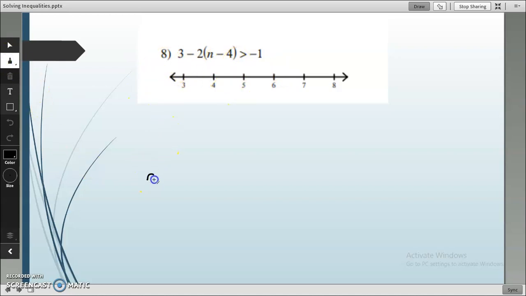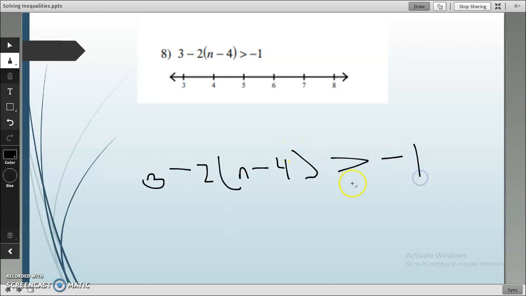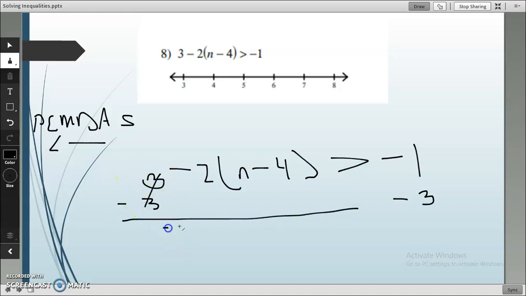We have 3 minus 2 times n minus 4 is less than -1. Well, just like I would solve an equation, I would follow my PEMDAS in reverse, order of operations in reverse, I should say. And the first thing that it tells me to do, I'm solving for n, of course, I need to subtract this 3 from both sides. And why not add 3? Well, this is a positive 3, so the opposite would be to subtract it. So I get -2 times n minus 4 is less than -4.